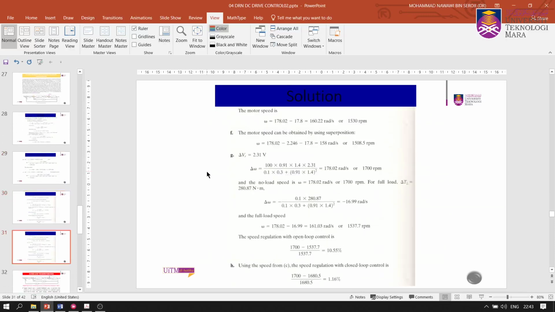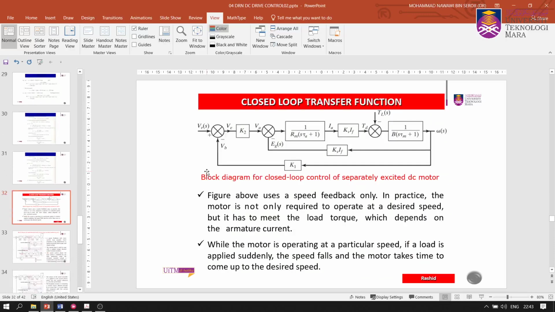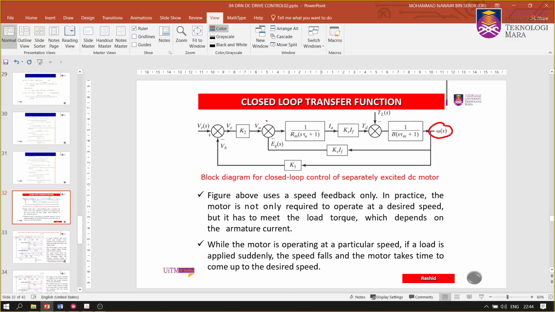So we complete that. Now we're going to continue with the whole complete closed loop transfer function. Just now we looked at the block diagram for closed loop control, whereby we only have omega s with respect to VR, the reference voltage, as well as the load torque. But in practice, the motor is not only required to operate at the desired speed, but it has to meet the load torque, which depends on the armature current.